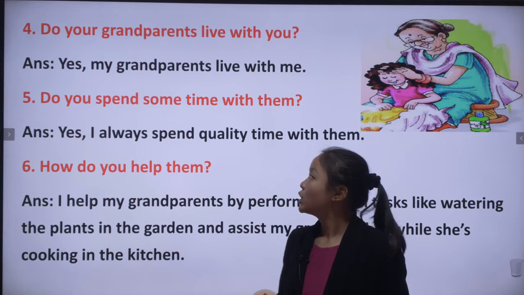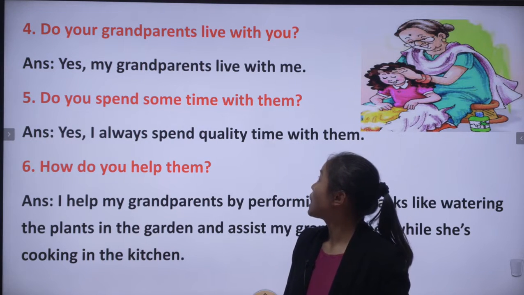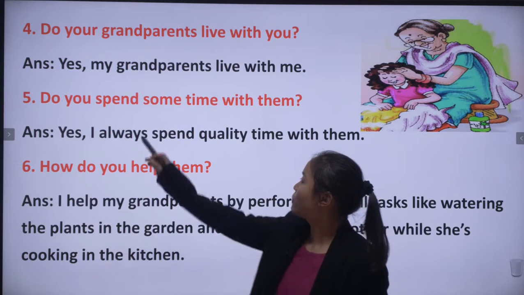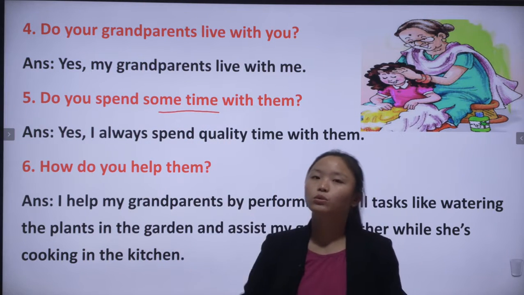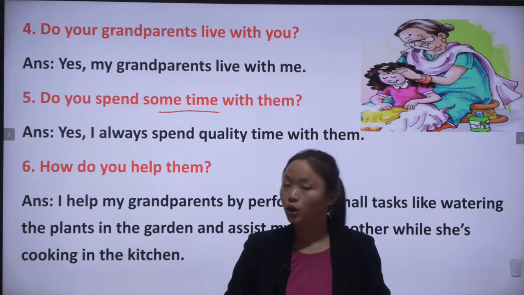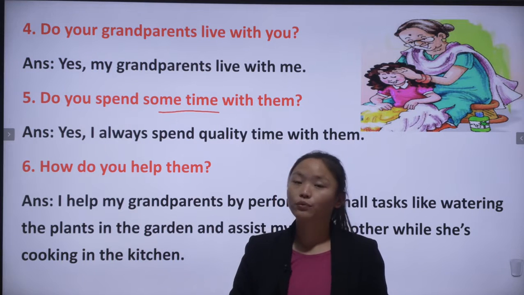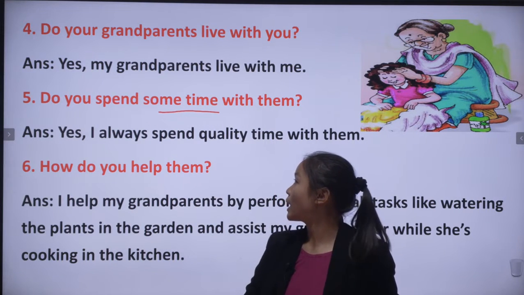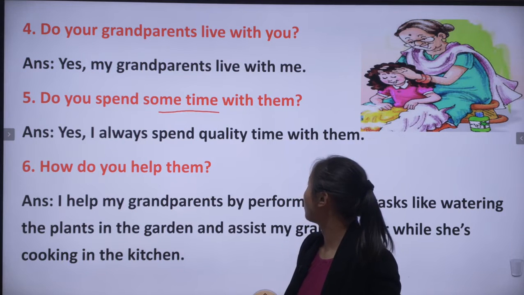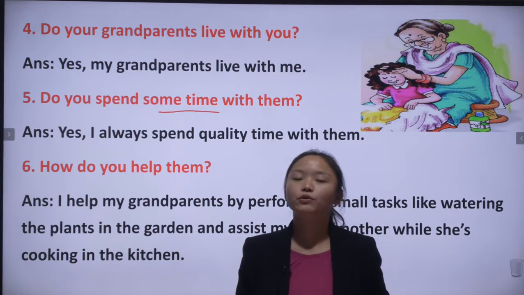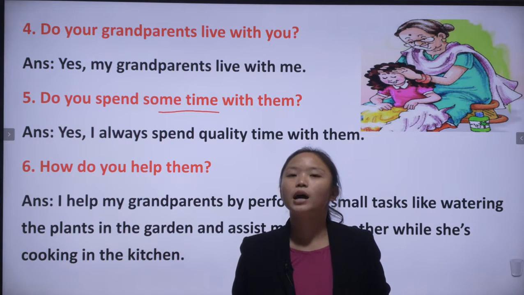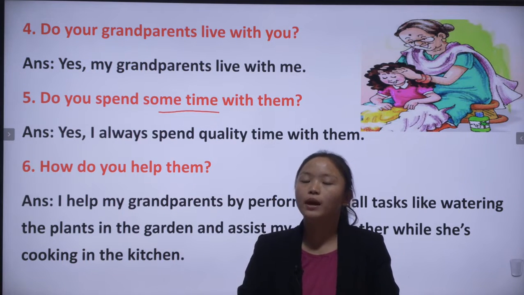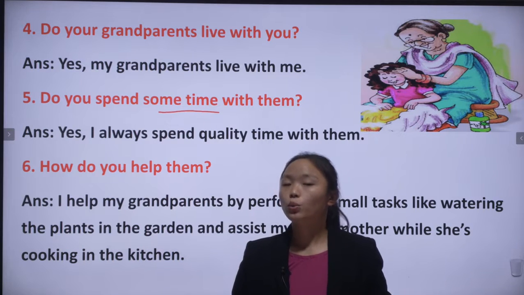Number 5. Do you spend some time with them? क्या तुम लोग उन लोगों के साथ समय बिताते हो? Answer is, if you do, then yes, I always spend quality time with them. If you spend time with your grandparents, then you have to write, yes, I always spend some quality time with them.